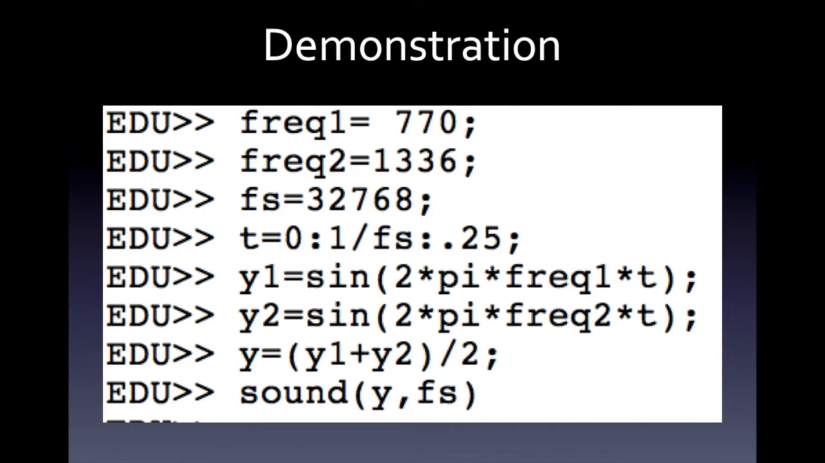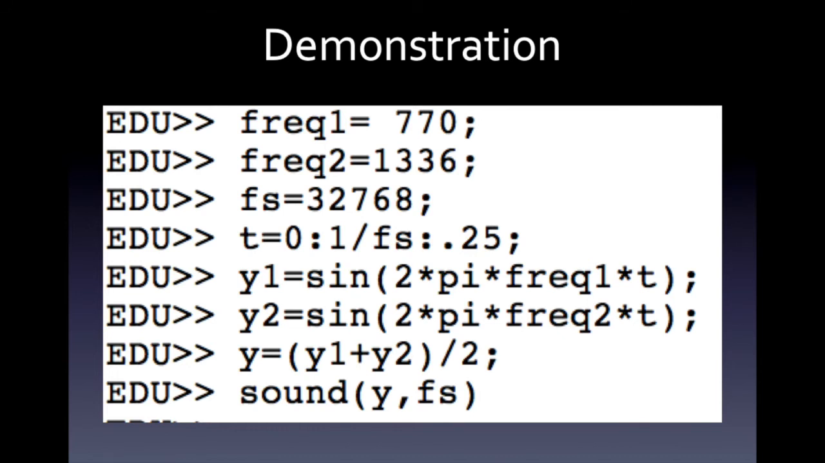Then, we can create an array of each signal, using the equation y equals sine of 2 times pi times the frequency times the time. The time array, t, is created by using the rate of digital sound, 32,768 Hertz. We can take the sampling rate and make a time array of t equals 0 to 1 over the sampling frequency to 0.25.